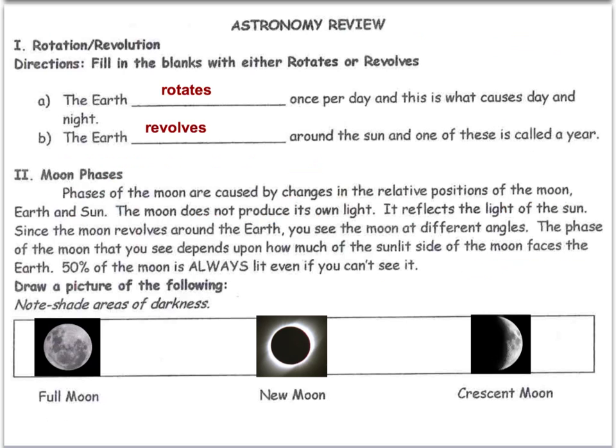A rotation is the Earth spinning on its axis, and one rotation equals 1 day. Revolving is actually going around the sun in its orbit around the sun. It takes 1 year to revolve around the sun. For moon phases, you should have just drawn: full moon would be nothing dark, new moon would be filled in like that, and a crescent would just be there. The rest of it would be dark.